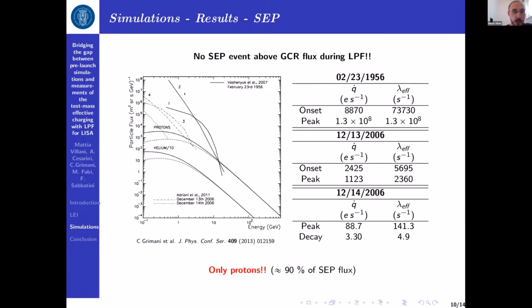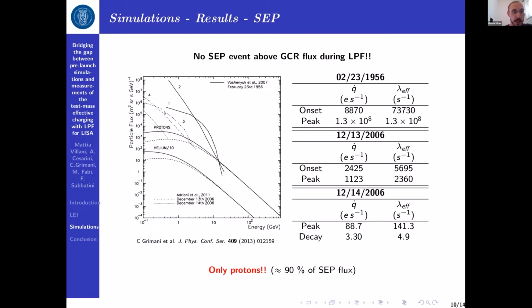Here on the left, we see the flux of these SEPs compared with that of protons and helium from galactic cosmic rays. This is the flux at the onset of the SEP for 1956, and we see that it is already 3-4 orders of magnitude larger than those of galactic cosmic rays. But the peak reached about 7 orders of magnitude larger than the galactic cosmic rays.